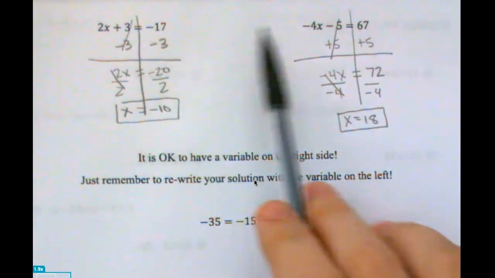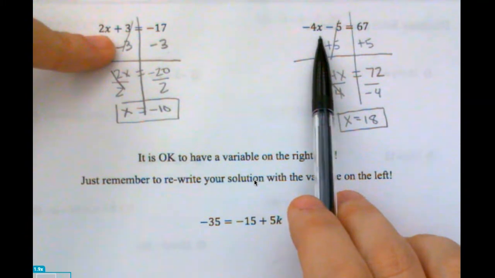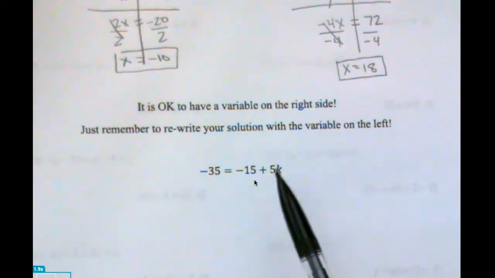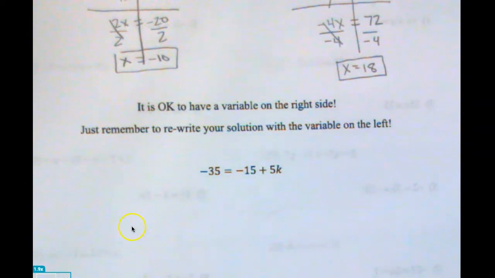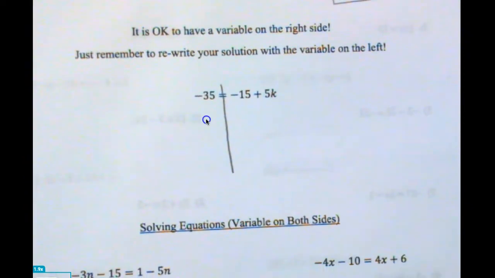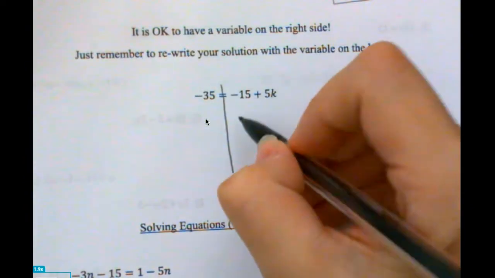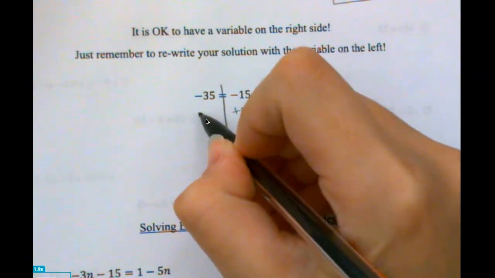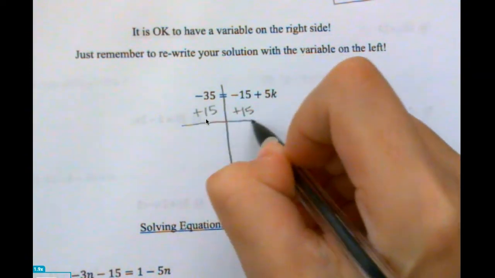It's okay to have the variable on the right side. So in these two examples, we had the variable on the left side. But in some problems, you're going to have the variable on the right side, like in this problem. Okay, so we're going to solve it the same way. Draw our line down the middle. Let me scoot this up a bit.